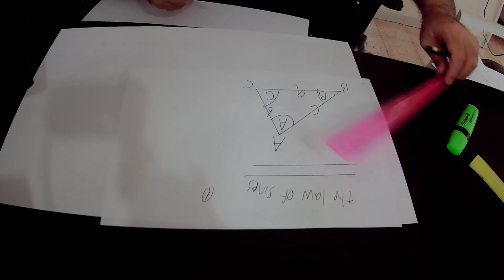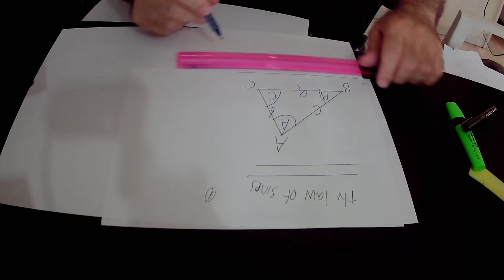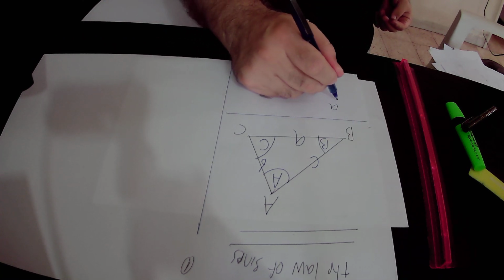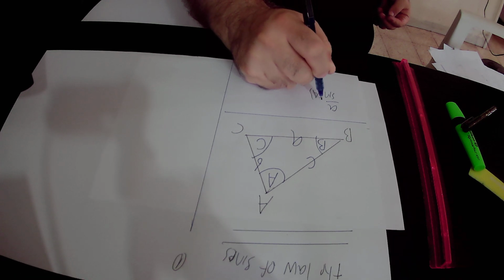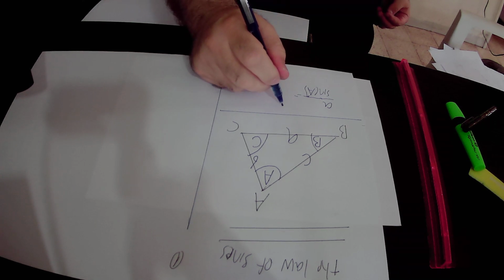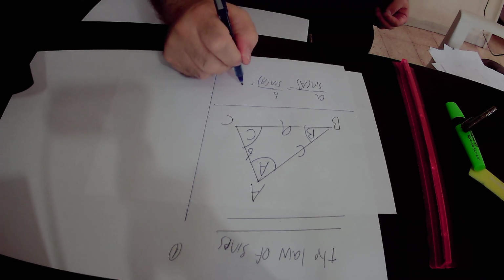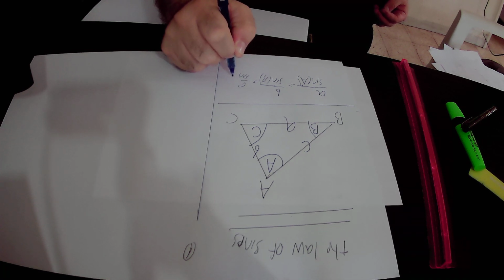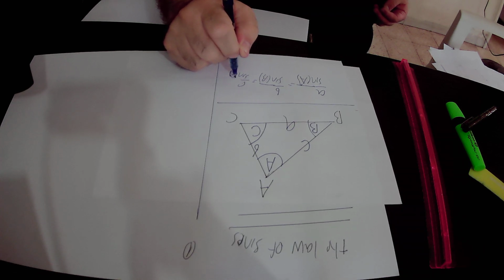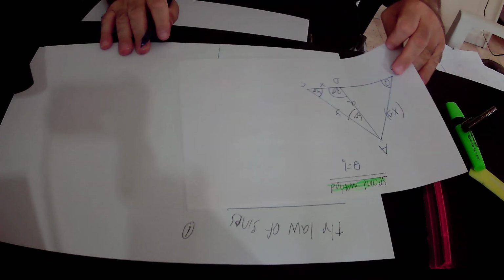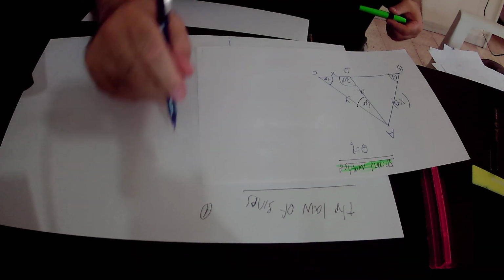Okay, so in the triangle ABC, according to the law of sines, we will get that a over sine A equals b over sine B equals c over sine C. Okay, so in triangle ABC, a over sine A equals b over sine B equals c over sine C. In the next step, we will implement the law of sines in triangle ADC.